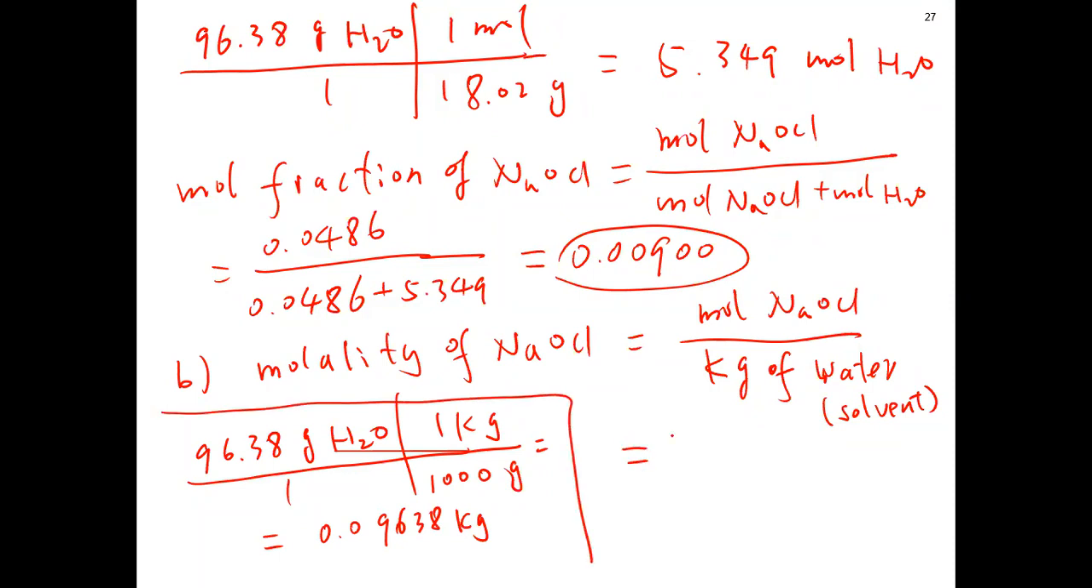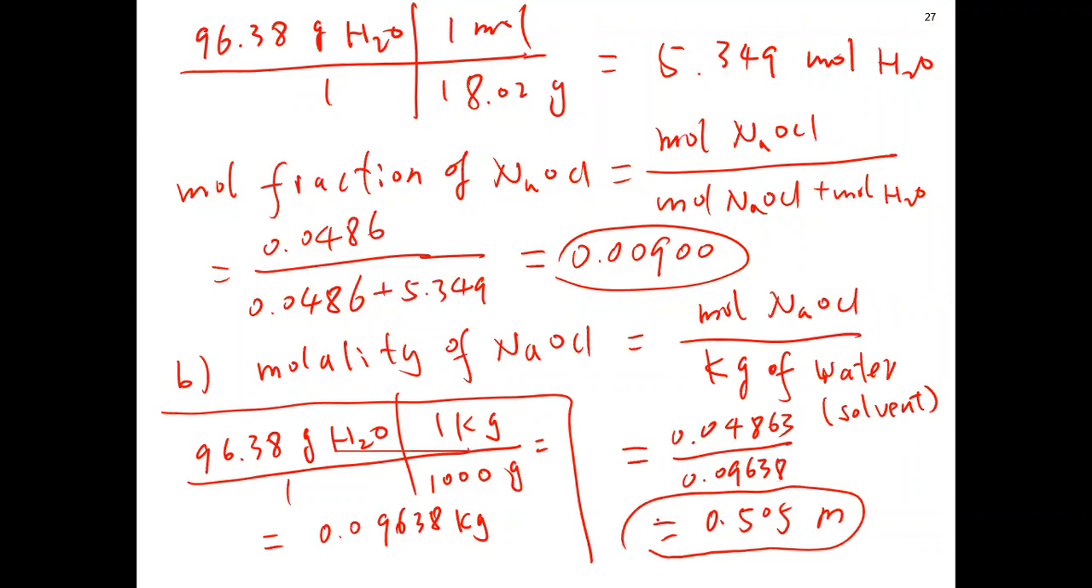So now here we continue. From part A, we found moles of NaOCl, 0.04863 divided by 0.09638, gives 0.505. We use the abbreviation little m. Okay, so this is a very important example, and it shows us how to calculate mole fraction in part A and how you calculate molality in part B. All right, any questions?